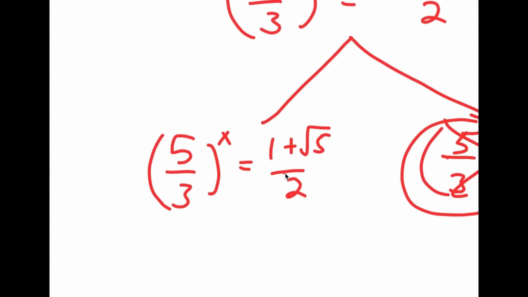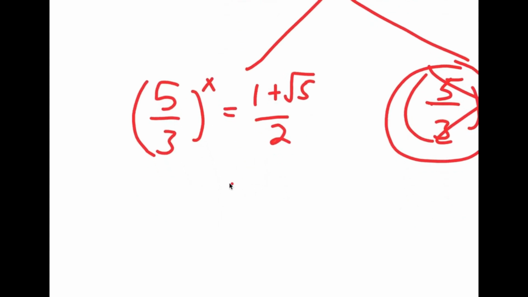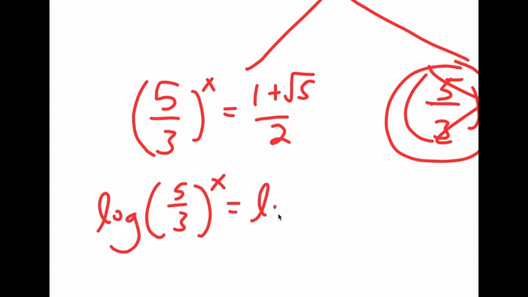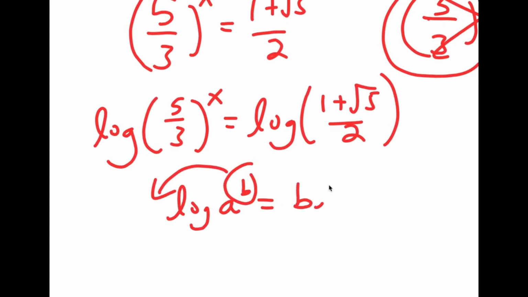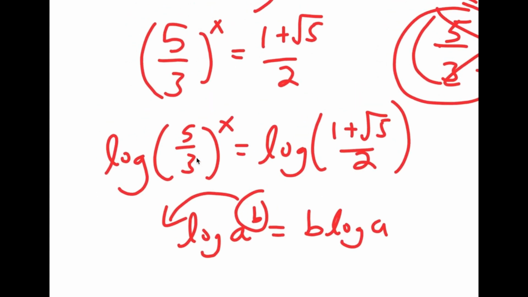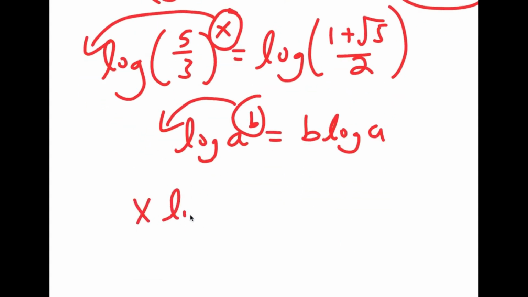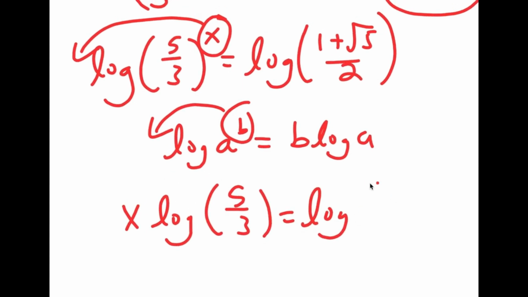Now for 5 over 3 to the power of x is equal to 1 plus the square root of 5 over 2, to solve this, I'm going to first start by taking the log on both sides. So I have log of 5 over 3 to the power of x is equal to log of 1 plus the square root of 5 over 2. And if I have something in the form log a to the power of b, I can move b to the front, so it's going to equal b times log a. So in this case, I have log of 5 over 3 to the power of x, and I can move x to the front, so I get x times log of 5 over 3 is equal to log of 1 plus the square root of 5 over 2.